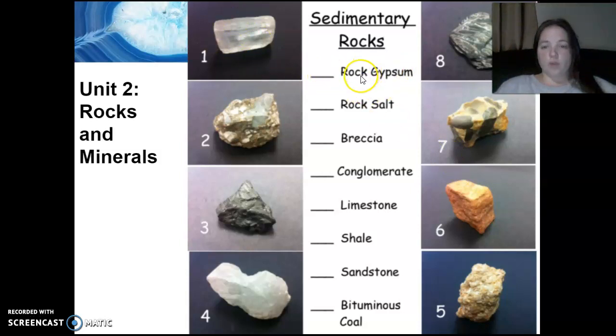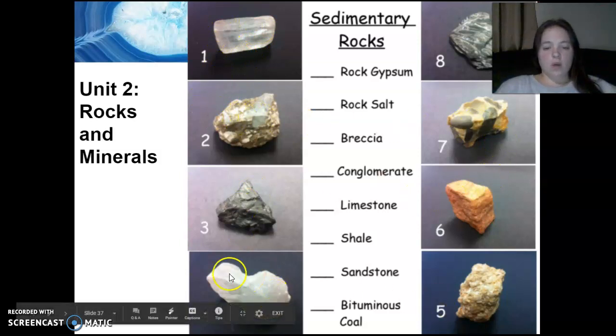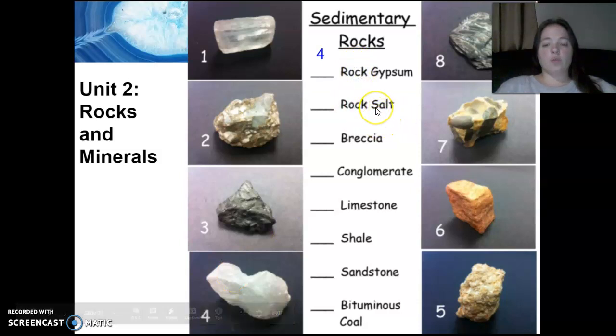So up here, let's first try to look for rock gypsum. So remember, gypsum is kind of like drywall. So look for kind of an opaque white. That's definitely not it. Not opaque enough. No. Oh, right here. I'm going to say 4. Okay, let's look for rock salt. Remember, halite. Semi-translucent, clearish. The only one you're going to find is number 1.